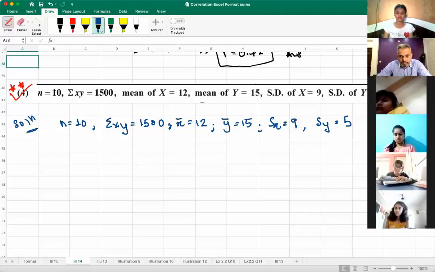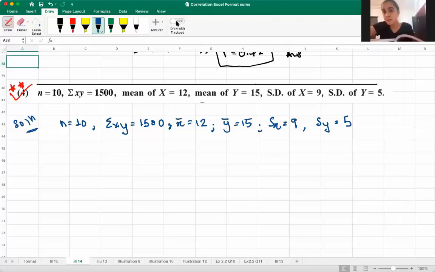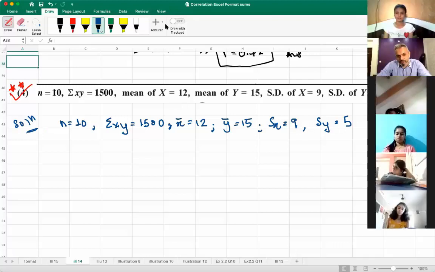The second one, sigma xy, for covariance, right? For covariance, we have to use the formula: n sigma xy minus sigma x into sigma y. The second one, n into sigma xy minus sigma x into sigma y.